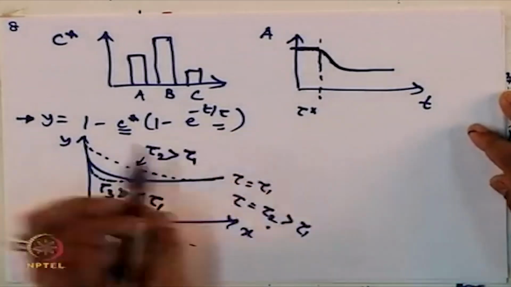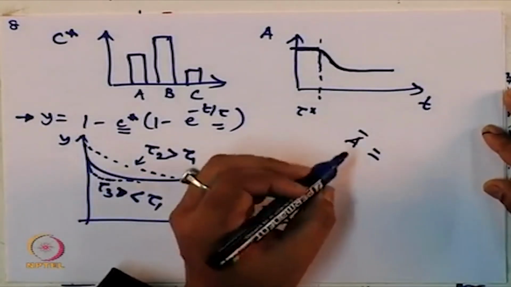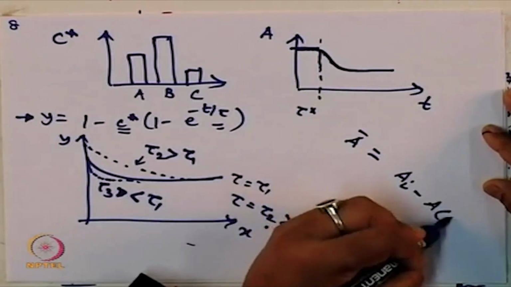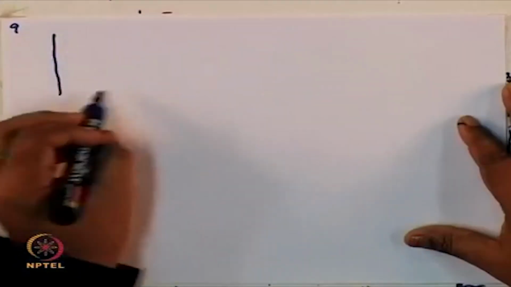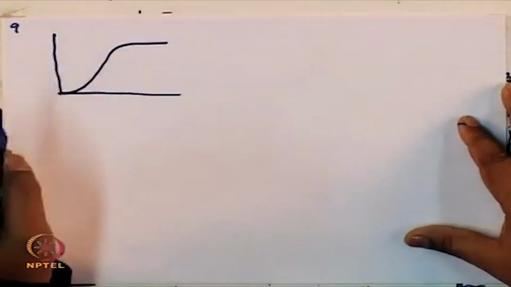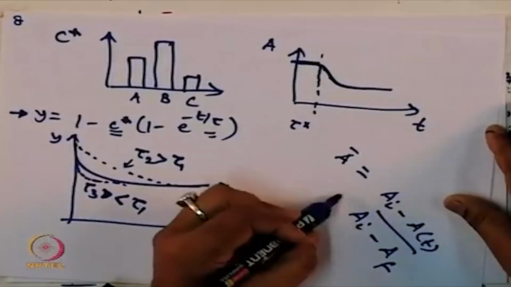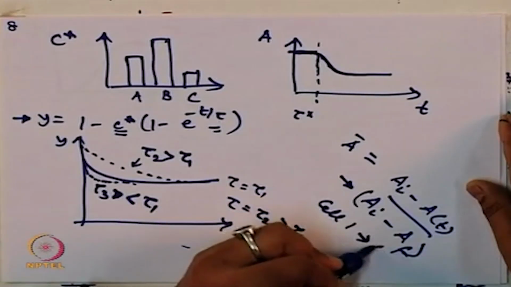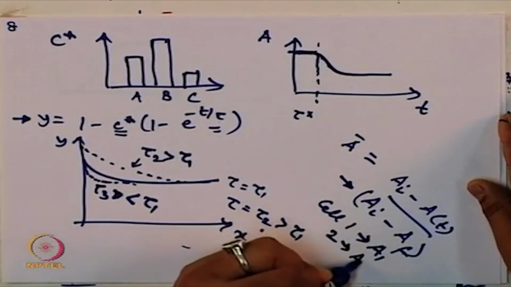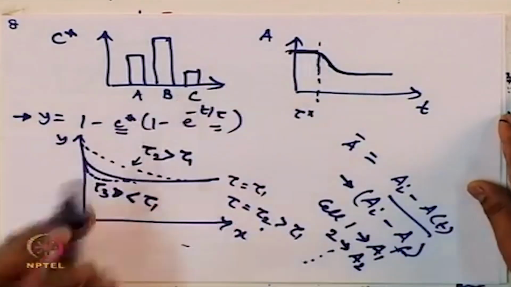In this case, maybe instead of tracking the area itself, a, we can track the change in area. So, I can define this normalized parameter a bar, which is ai minus a of t by ai minus af. In this particular case, the curve will look something like this. This is y, this is x. Once again, why do we need to do this normalization? This is because for cell 1 you might start from an initial area a1, for cell 2 you might start from an initial area a2, and so on and so forth. So, this normalization will make it independent of the starting area.